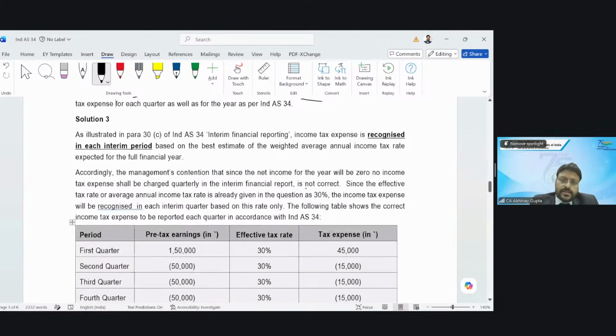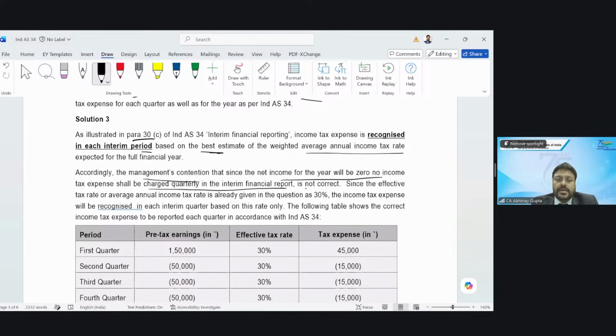So what is the guidance given by the standard? Again, as per para 30C of Ind AS 34 Interim Financial Reporting, income tax expense is recognized in each interim period based on the best estimate of the weighted average annual tax rate. Now, in this case, our weighted average annual tax rate is also the same 30%, right? Because we do not have factors affecting that rate. Accordingly, the management's contention that since the net income for the year will be zero, no income tax expense shall be charged on a quarterly basis is not correct.